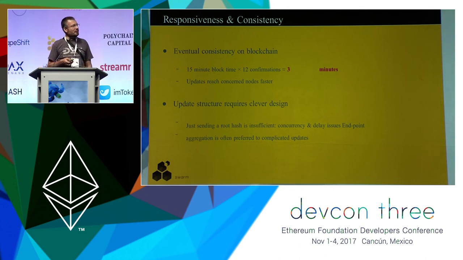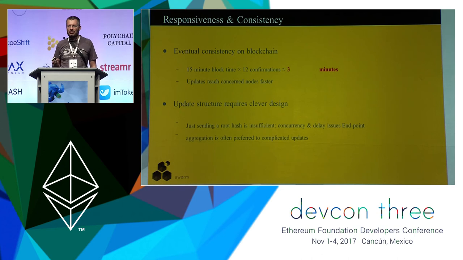And the update structure is also more complicated than simply a hash, because if all you broadcast is the new root hash of the Swarm content, then you're running into a responsiveness problem that it takes time for Swarm content to sync. Even if we will improve, and we will improve, the performance of the syncing protocol, it will never be as fast as a direct message passing, simply because a much larger amount of data needs to be transported, and it also needs to be stored along the way.